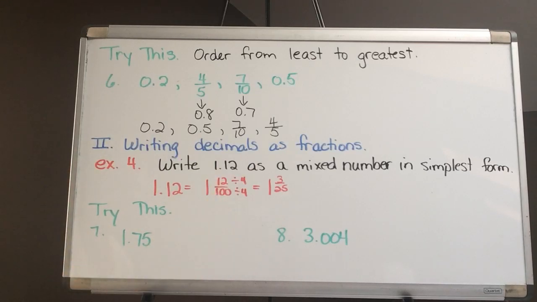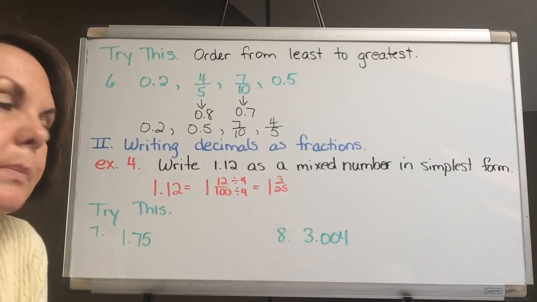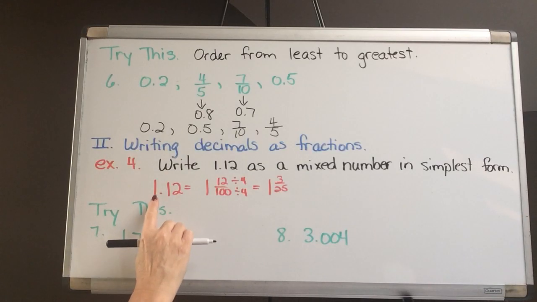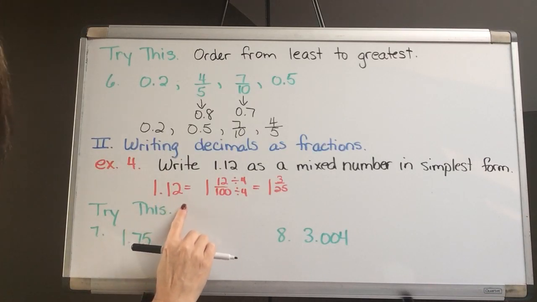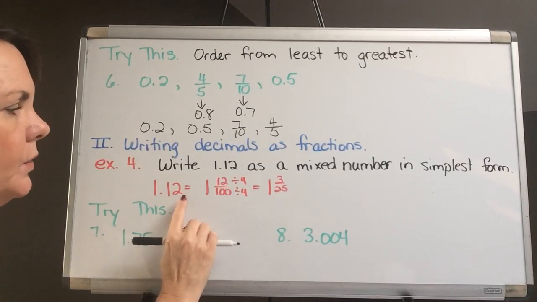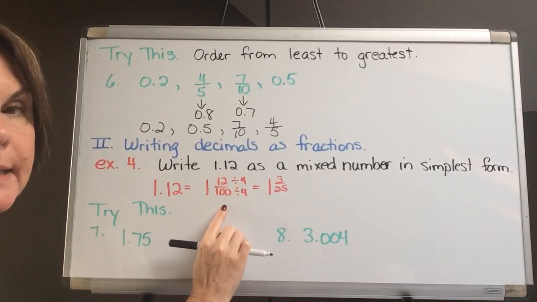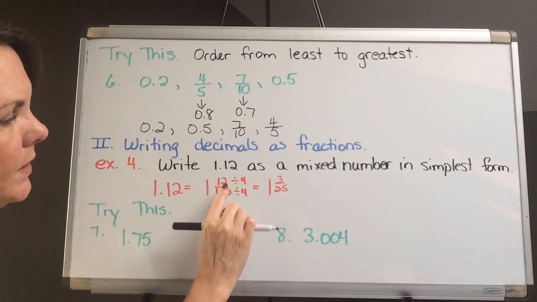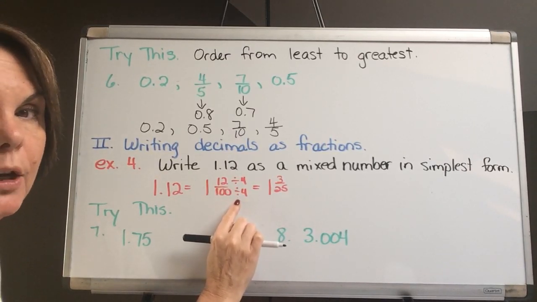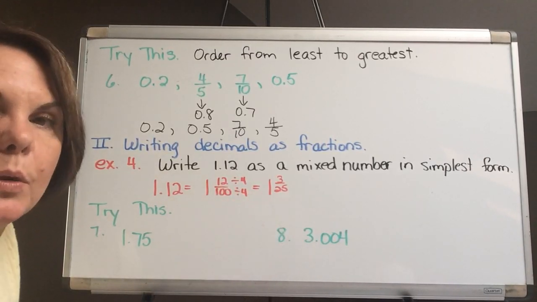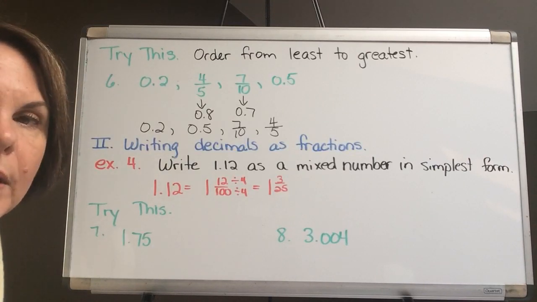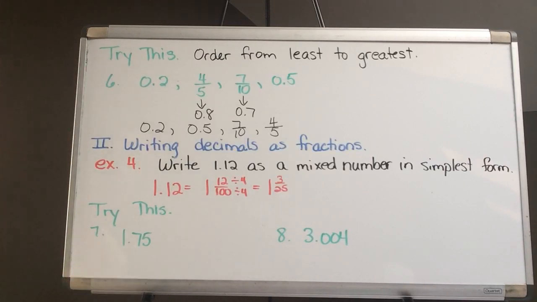So write 1 and 12/100ths as a mixed number in simplest form. All right, well, it's exactly as you say it, 1 and 12/100ths. This fraction can be simplified by the number 4. So I divide both the numerator and denominator by 4, and that leaves me with 1 and 3/25. So let's try this.